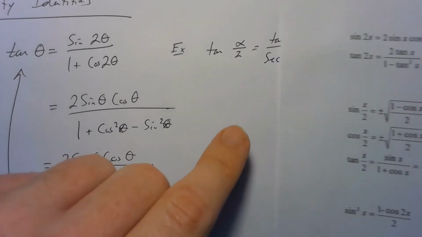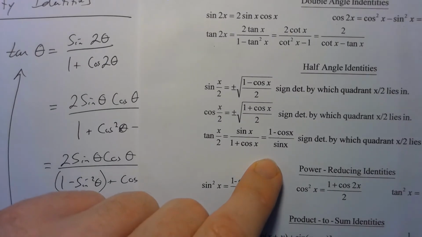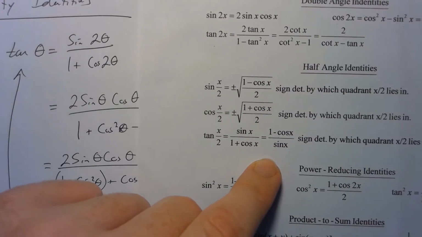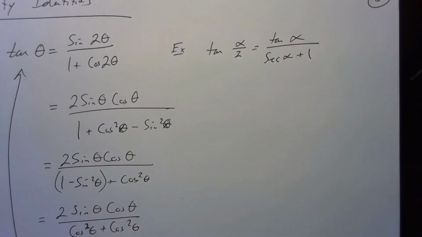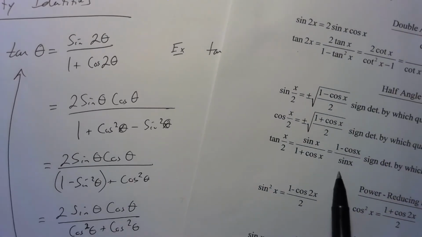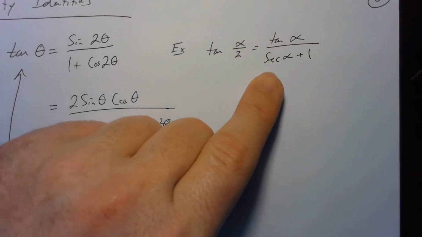Keep in mind, if the identity they're asking you to prove is on the identity sheet, you can't just say, hey, it's proven, it's on the identity sheet. You have to use previous identities to prove that particular identity. So I'm going to go ahead and use one of those 2 options. But before I use one of those 2 options here on the identity sheet, I'm going to manipulate the side that doesn't have any half angles.